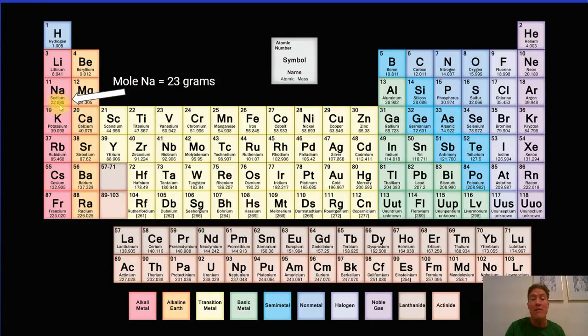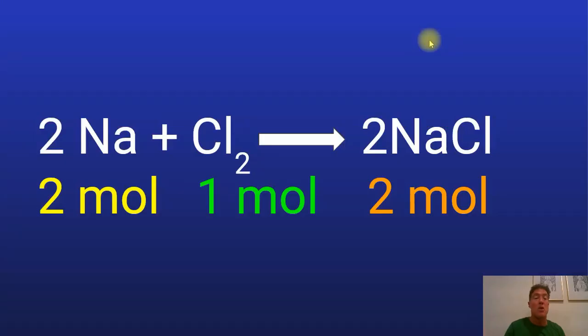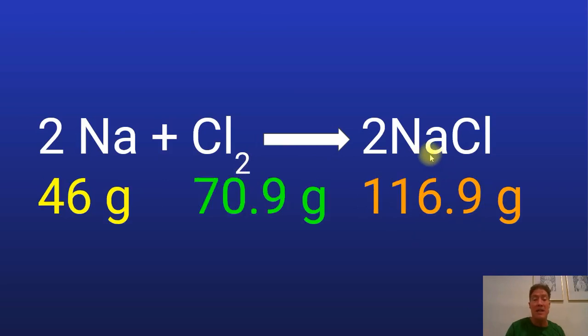So how much is a mole of sodium? Well, remember the mole converts atomic mass to grams. So a mole of sodium is 23 grams. A mole of chlorine, the diatomic molecule, 2 chlorines, is going to be double. It's going to be 2 of 35.5, so 70.9. So now I know that if I have a 2-to-1 ratio, I need 2 moles of sodium. I can combine that with 1 mole of chlorine, and that will create 2 moles of NaCl.